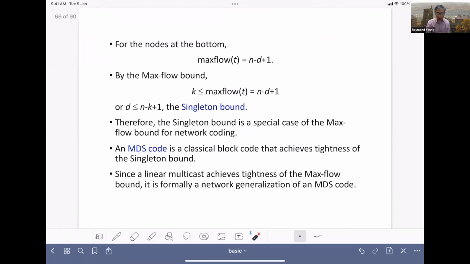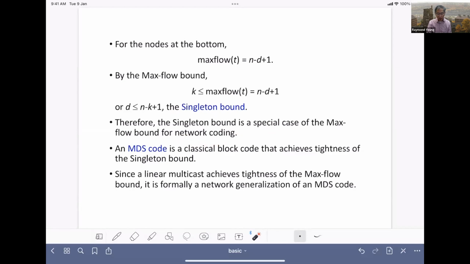now by the max flow min cut bound, the number of symbols that you can multicast must be upper bounded by the max flow at each of these t, which is n minus d plus 1. Okay, or if you arrange the terms, you get d is less than or equal to n minus k plus 1. And this is precisely the singleton bound in classical algebraic coding theory. So you see that the singleton bound is indeed a special case of the max flow bound for network coding.